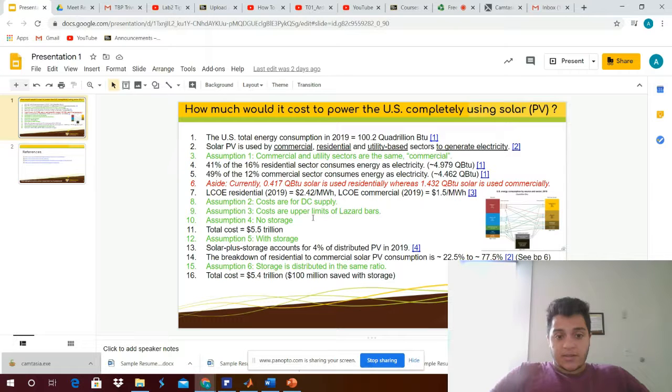And when I did the analysis with the calculation, it turns out that the total cost is $5.5 trillion, which is a really large number.